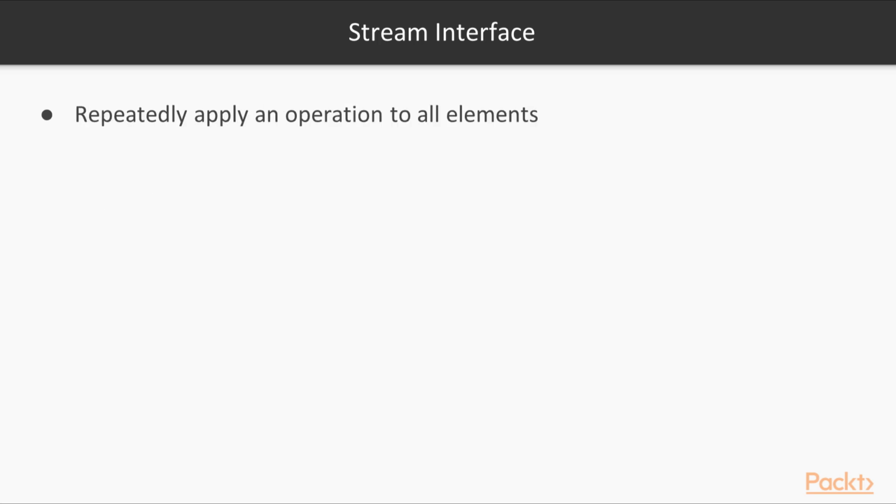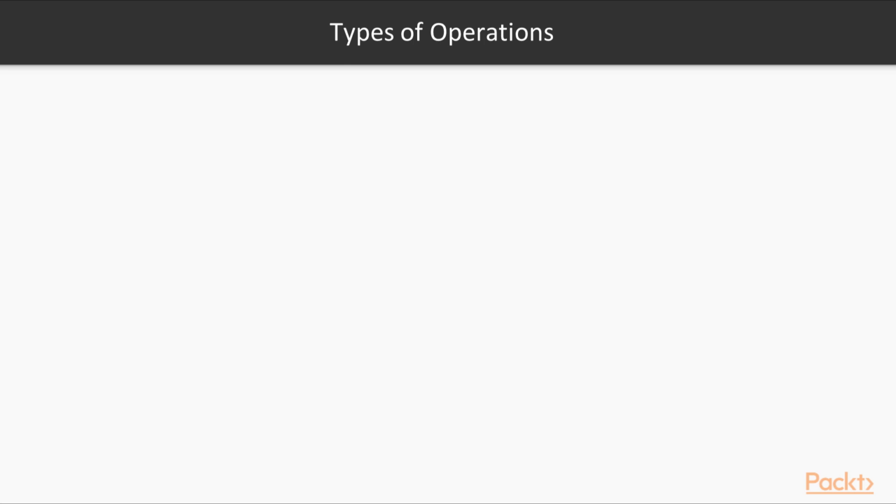So let's summarize what internal iteration is. It consists in repeatedly applying some operations to all elements in a sequence, and to do so in a way that shifts responsibility from the client to the stream library. That's why it's called internal. Now, what kind of operations can be applied to the elements of a stream? Well, three kinds of operations.